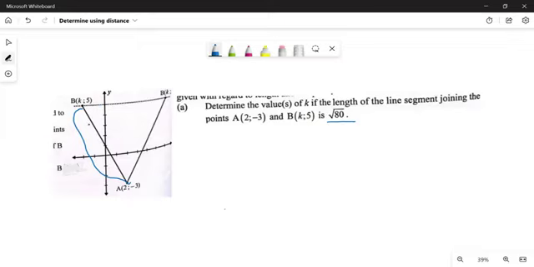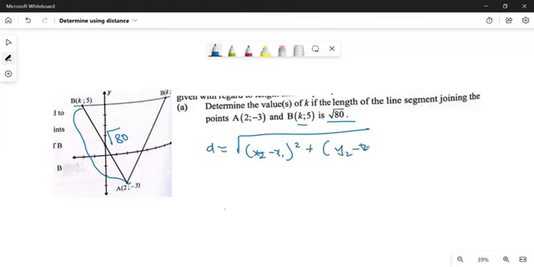So I told you this one here is going to be square root of 80. Now, if this one here is square root of 80, then we're supposed to determine the value of k using the distance formula. Now, we know what the distance formula is by now. The distance formula says that d is equal to root of x2 minus x1 all squared plus y2 minus y1 all squared.